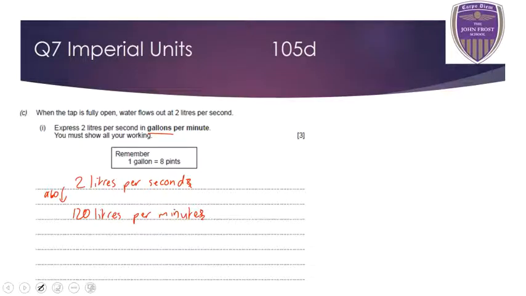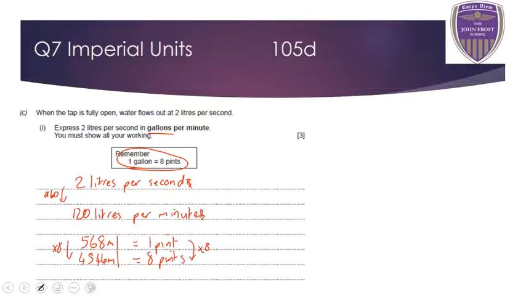Well, we know that 1 gallon is equal to 8 pints. Now, there's a few ways of going about this type of question. I know that in a pint, there are 568 millilitres. So that's 1 pint. So I know that in 8 pints, I need to multiply that by 8. So I multiply this by 8 on my calculator. It will give me 4,544 millilitres.